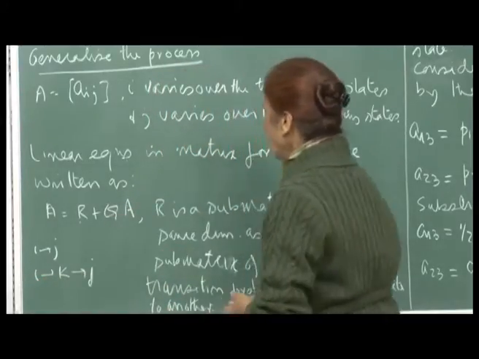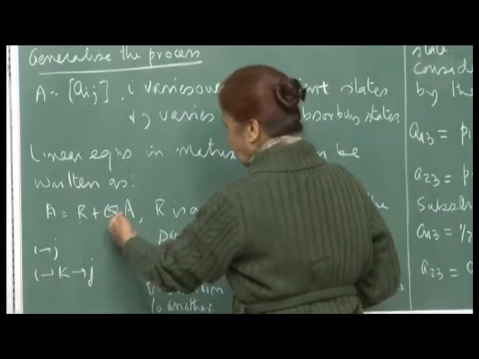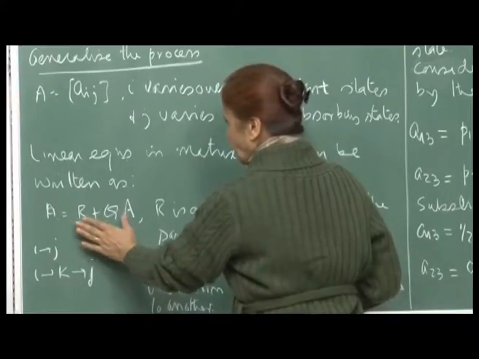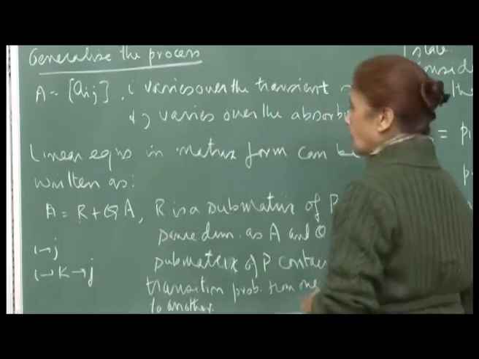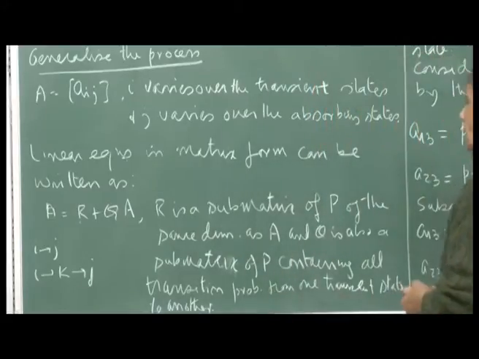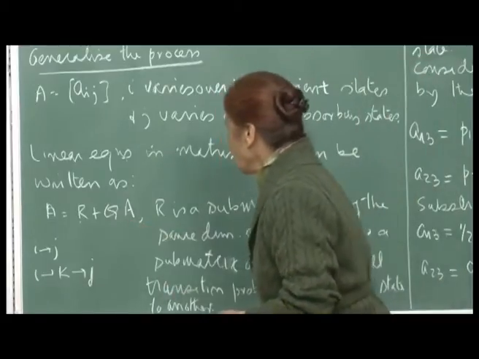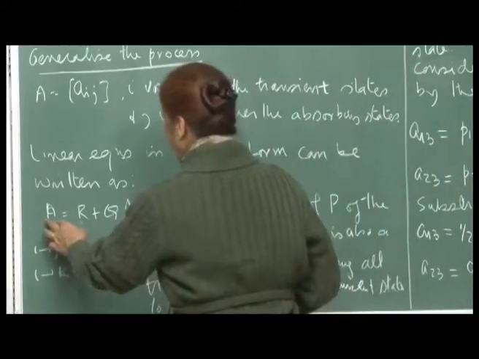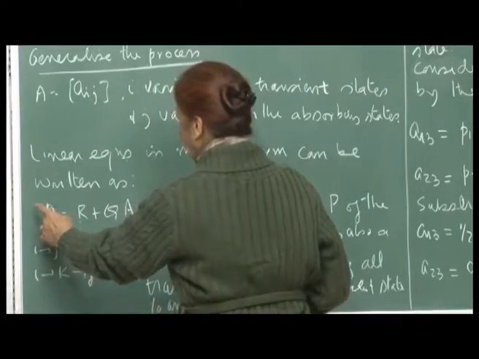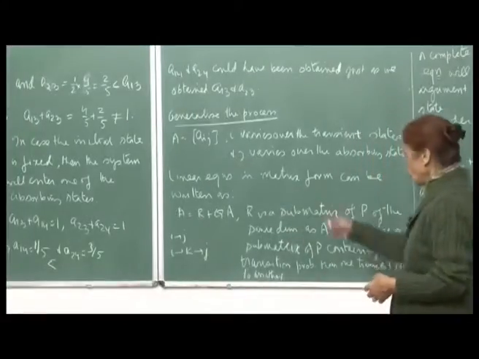So, Q will be that matrix, and since the columns here are transient states and the rows of A are transient states, this matches. This is compatible, and this will be your system of linear equations written in matrix form when you want to compute the absorbing state probabilities. So, if you bring it to this side, it will be (I minus Q) times A equal to R.